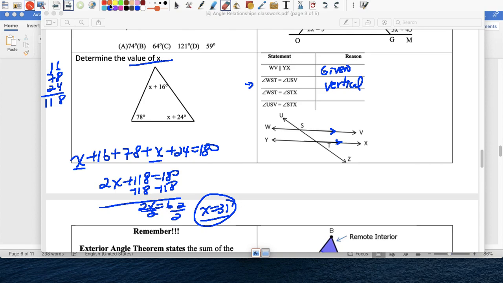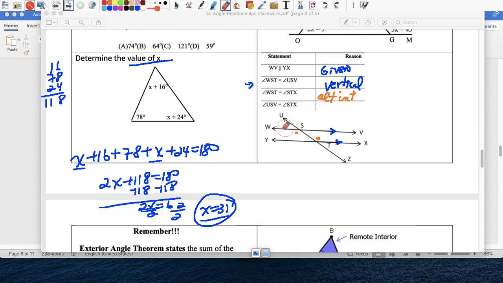Next, change colors. Angle WST, which is this one again, and angle STX. Where's X? Oh, here it is. So this angle. These two angles are alternate interior. That's why they're equal to each other.